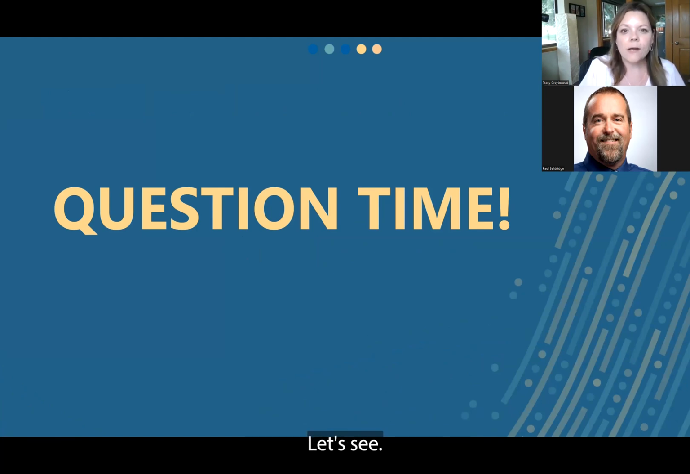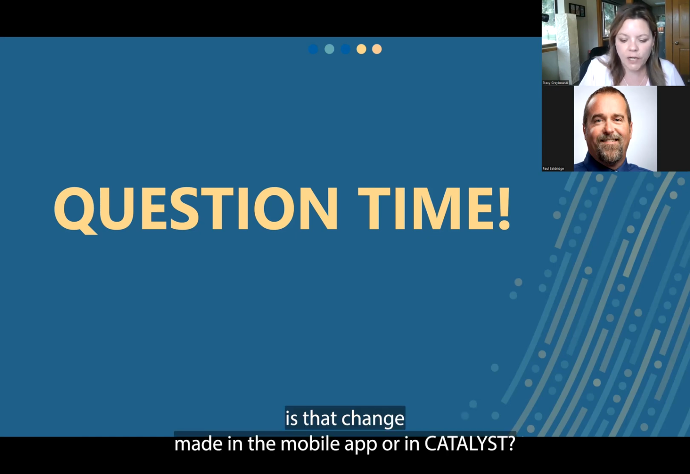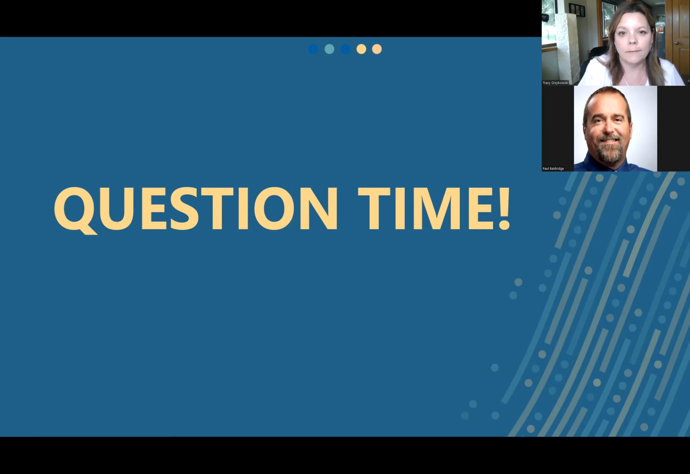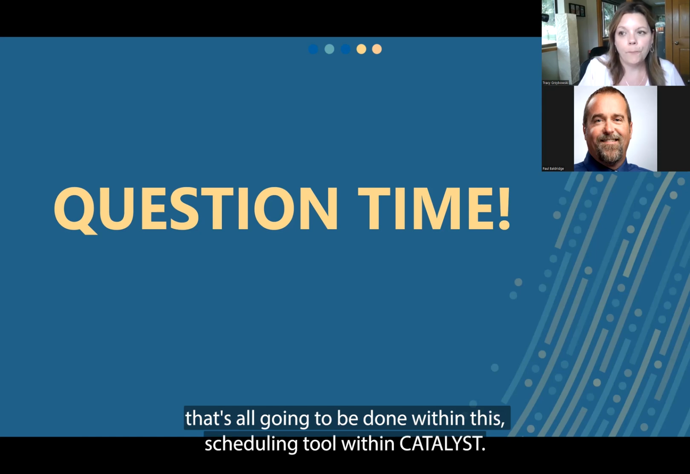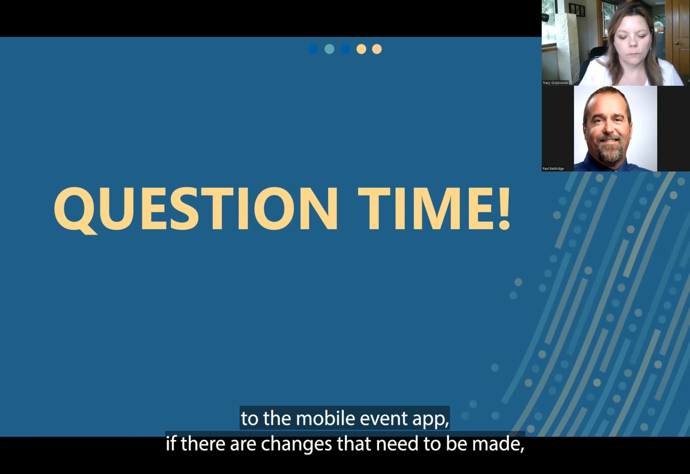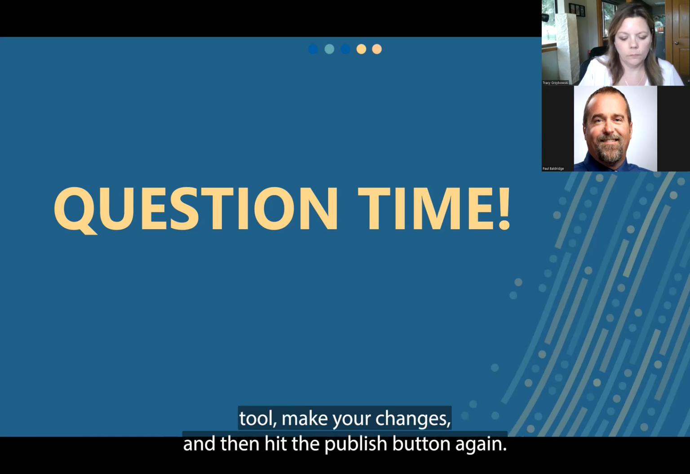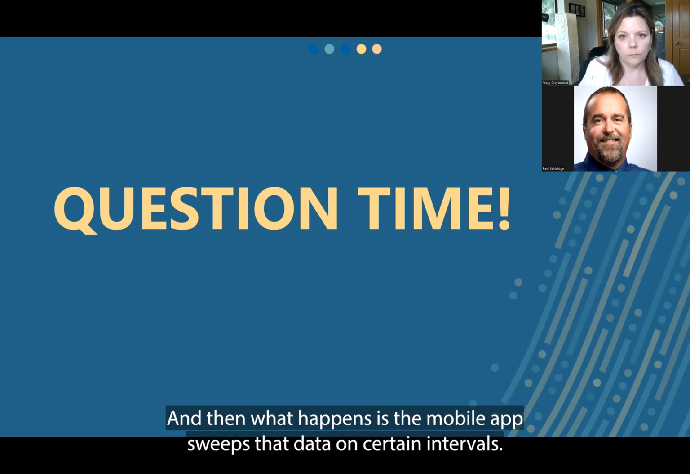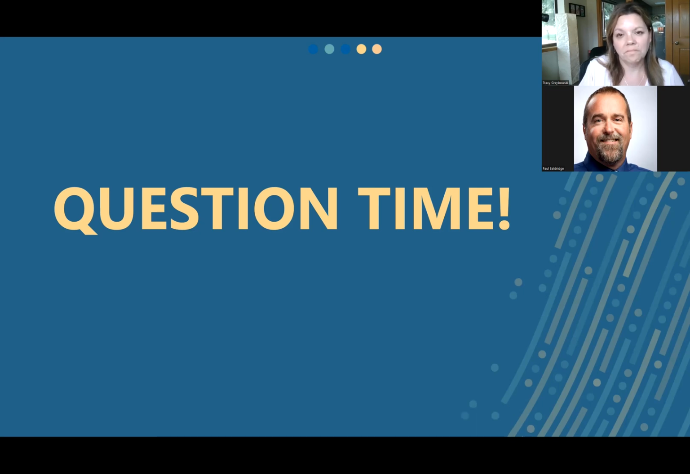Absolutely. So the first question that came in is, once the schedule is published and there's a change, is that change made in the mobile app or in Catalyst? When changes need to be made to the schedule, that's all going to be done within the scheduling tool within Catalyst. Even when you initially publish or sync the information from Catalyst to the mobile event app, if there are changes that need to be made after the fact, you would go into the scheduling tool, make your changes, and then hit the publish button again. The mobile app sweeps that data on certain intervals, and then the mobile app is populated and updated with the most recent changes.